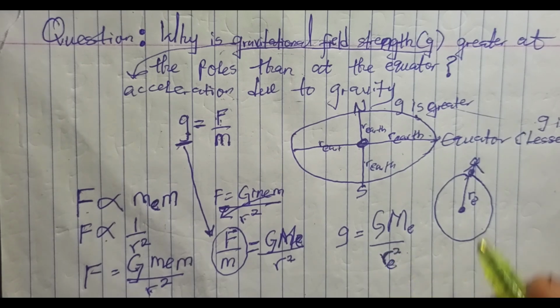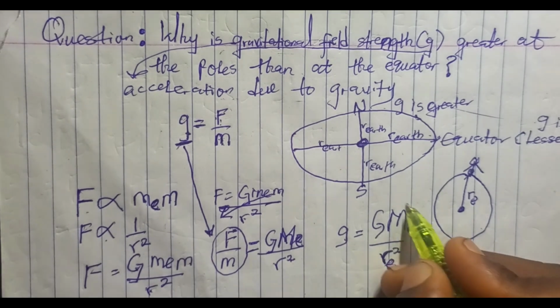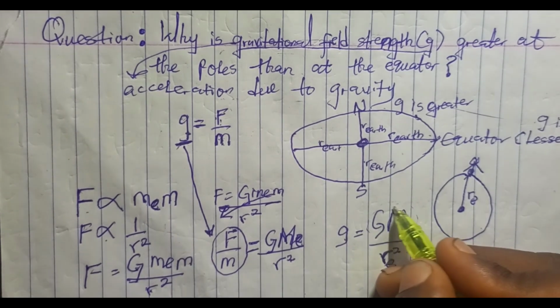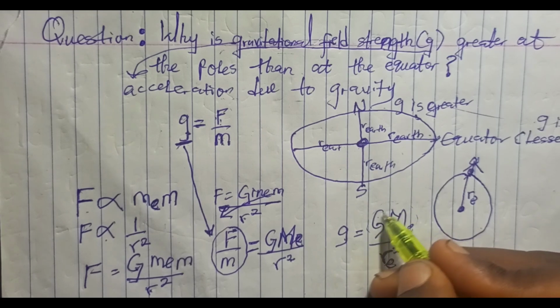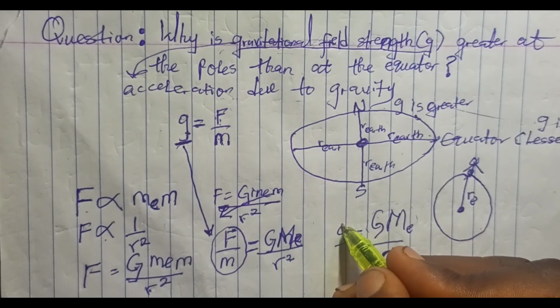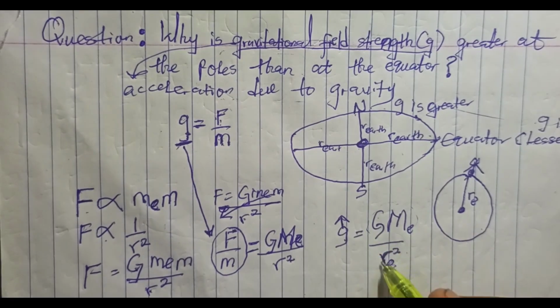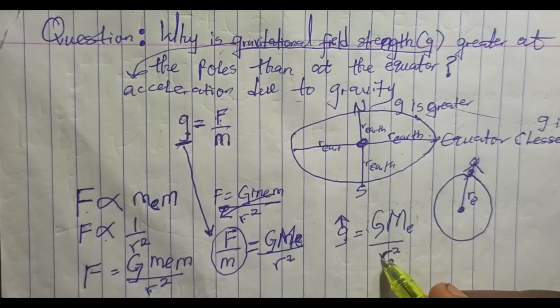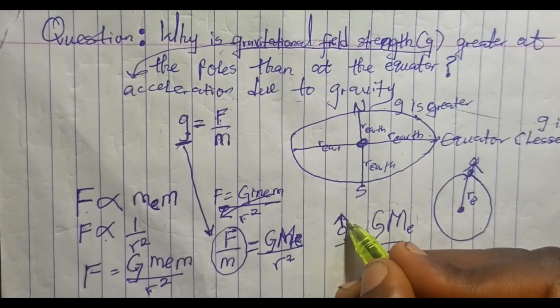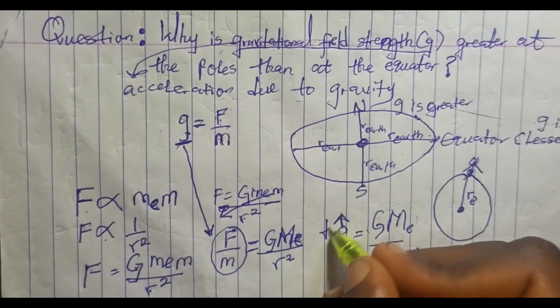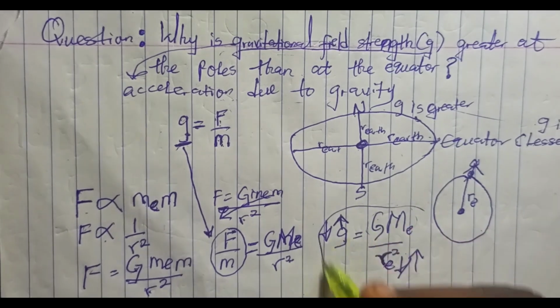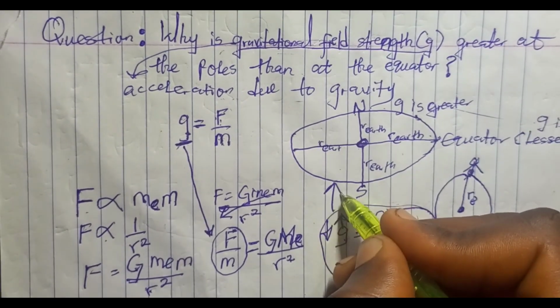Is that clear? Now imagine a situation. If we assume that G, the universal gravitational constant, and the mass of the Earth are constant, we'll see that the acceleration due to gravity is inversely proportional to the square of the radius of the Earth. And we know that in inverse proportion, if this one is increasing, this one should decrease.